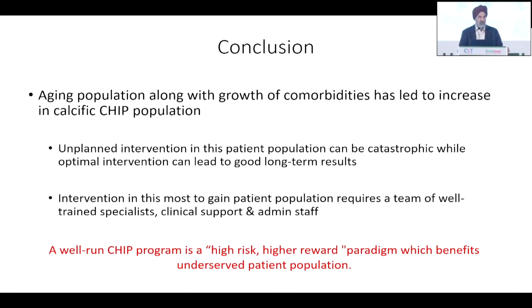Interventions in this age group make them gain a lot because they are the group which is denied, and they are the group who have a progressive downhill course if you don't intervene. And a well-run CHIP program is considered to be a high-risk and high-reward paradigm which benefits the underserved patient population. Now, in this regard, I must also add here, your support staff has to be good, and you have to have a very congenial administrative environment to support you. Then only can you run a good CHIP program.